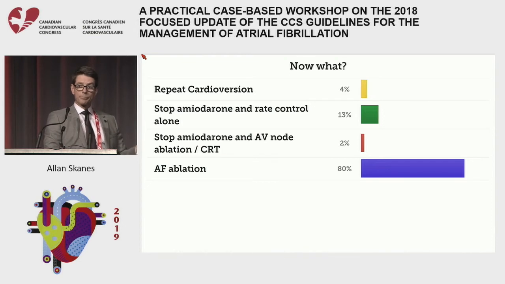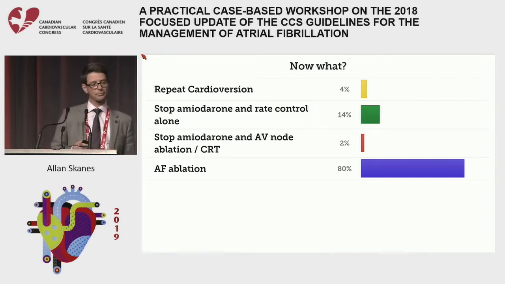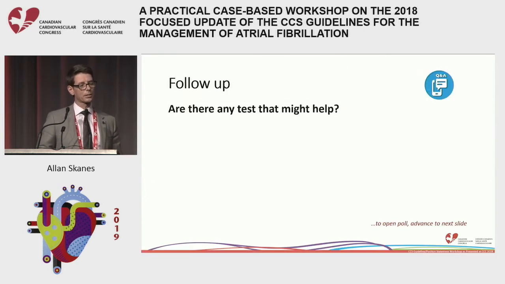She's a young lady. You're going to expose her to lifelong amiodarone. Maybe you stop it and just leave her on rate control. We'll see some data in a minute that addresses whether rhythm control or rate control is better. We'll discuss that. Stop the amiodarone and AV node ablation. She has left bundle, so we're talking CRT. That might be a reasonable approach. She's a bit young for that. Or atrial fibrillation ablation, which you guys all prefer. Let's talk about this. The other question is, are there any other tests that might be helpful? This is not a poll question, but I do want to ask you that, and I'll briefly mention that.